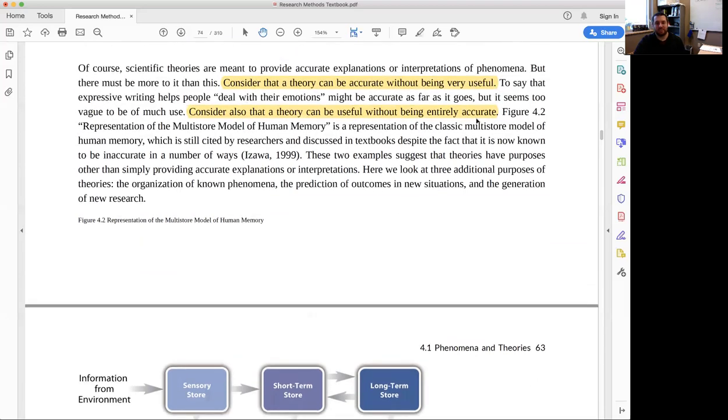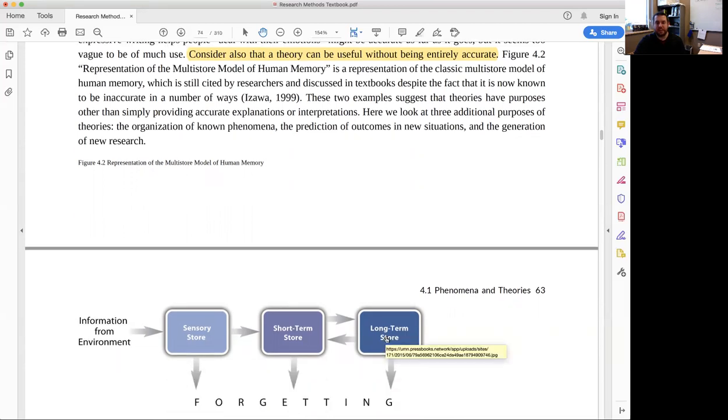So here it says, classic representation of memory. This would be considered a model as well, that you have kind of biological processes here, which is still cited by researchers and discussed in textbooks, despite the fact that it is now known to be inaccurate in a number of ways, right? So it's not that it is completely, absolutely wrong. It's just that there's a lot more going on besides this that is not represented by this image, but it's simplistic, and so people really like this concept.